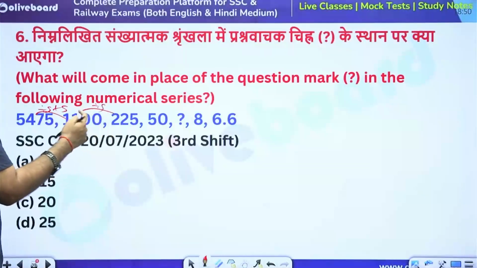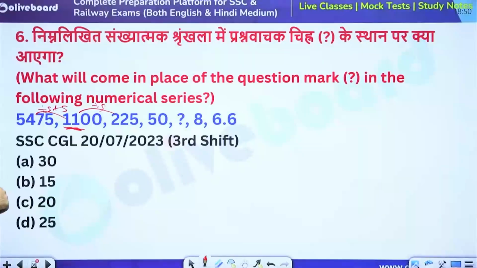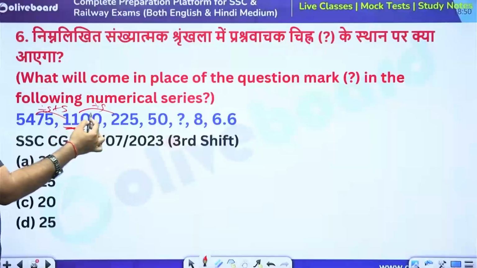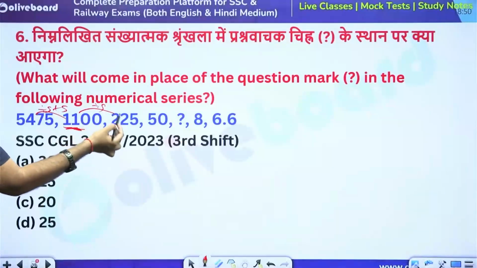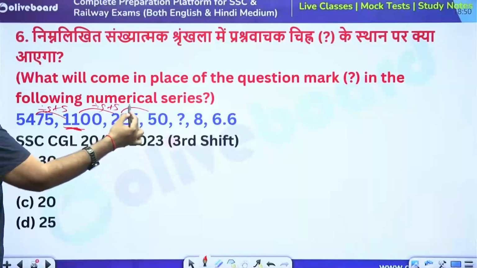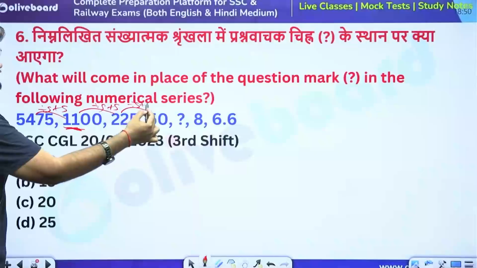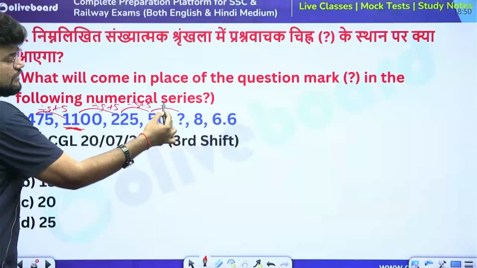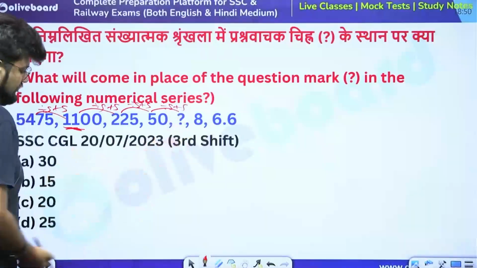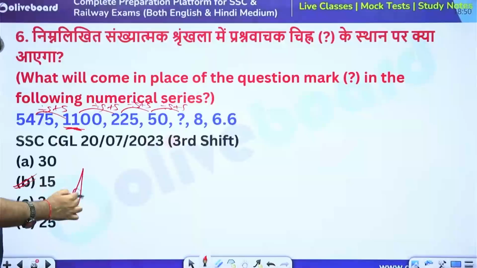Divide by 5 again. When you divide a number by 5, you double and you remove the zeros. So 1100, that is 2200, remove 1 0. So that is 220. Again adding 5, 225. Divide by 5, 45 plus 50. So divide by 5, 10 plus 5 is 15. Option B is the correct answer.